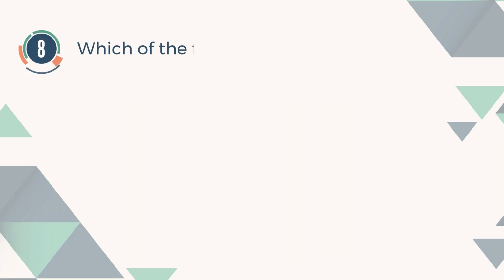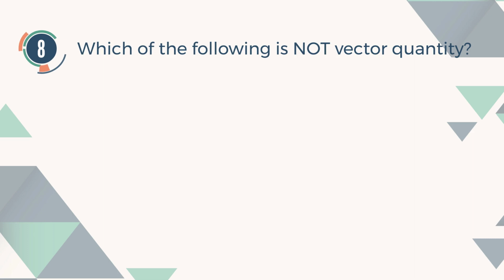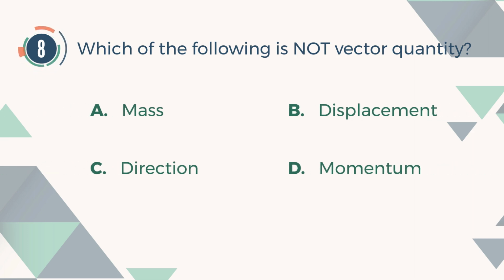Number 8. Which of the following is not a vector quantity? A. Mass. B. Displacement. C. Direction. D. Momentum.